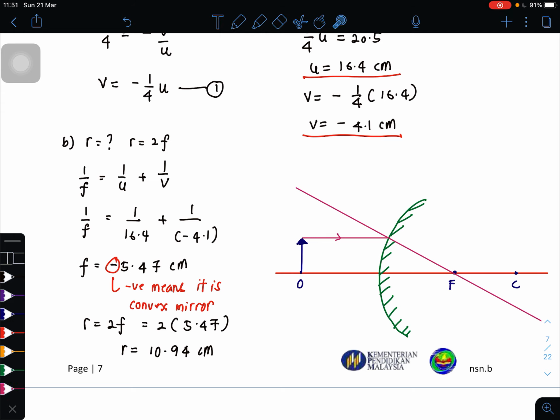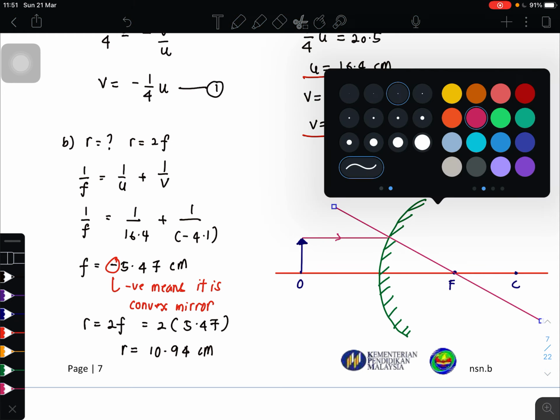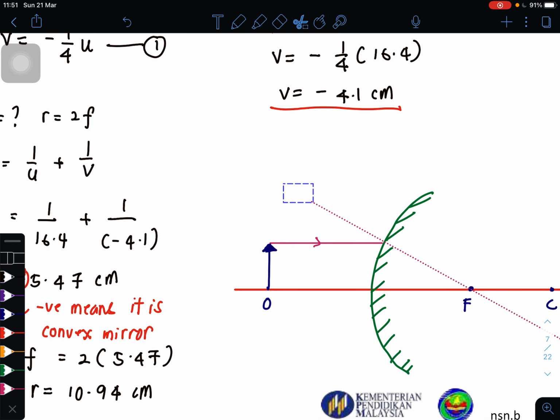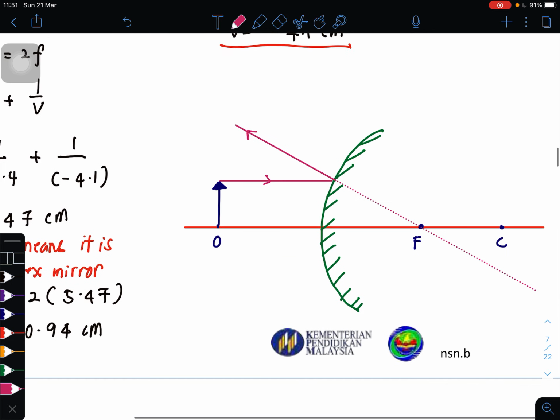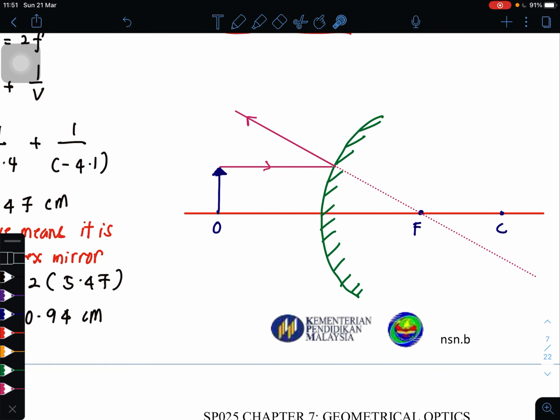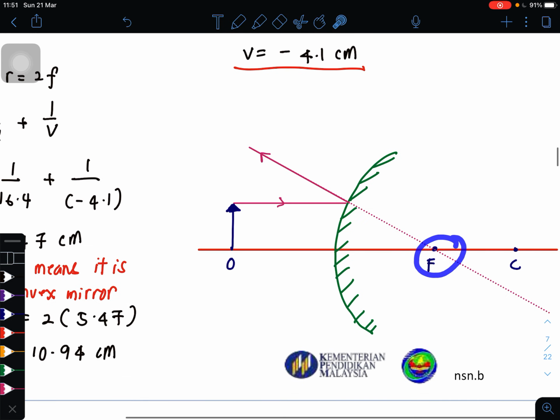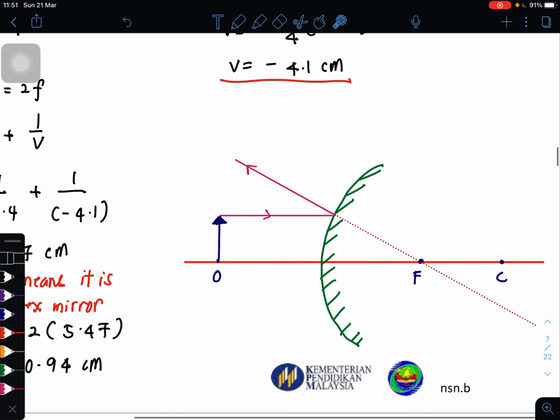At the back of the mirror, remember it must be a dotted line. But at the front of the mirror it will be one full line. So it will reflect back. Okay, correct it a little. Later you draw it properly. So it will reflect back here. At the back it must pass through the focal point, the point of F.